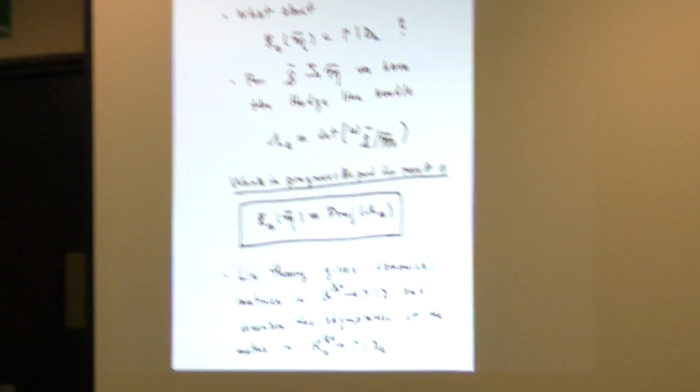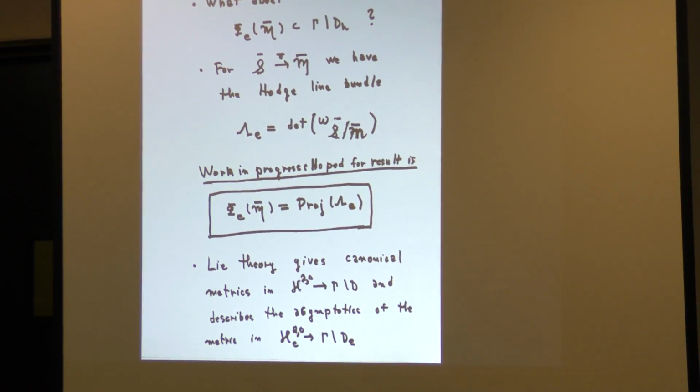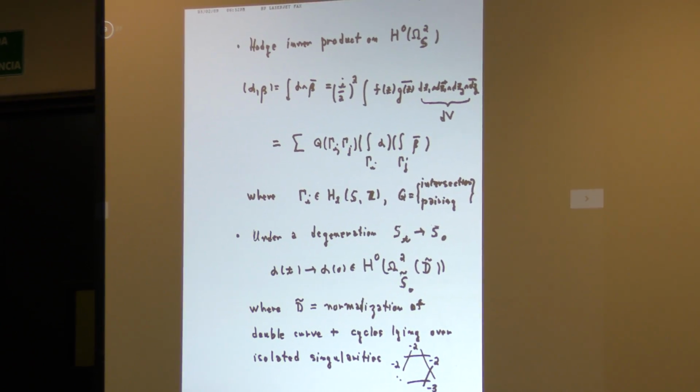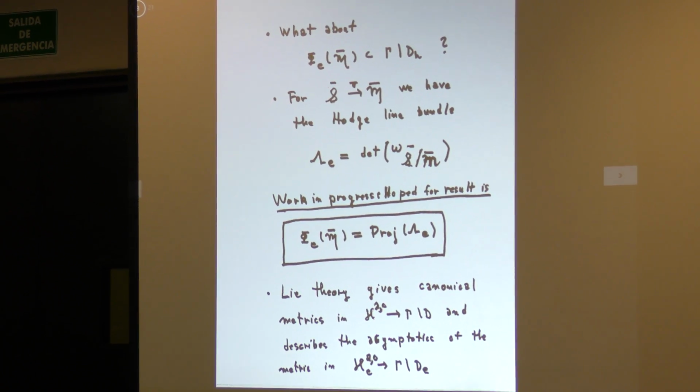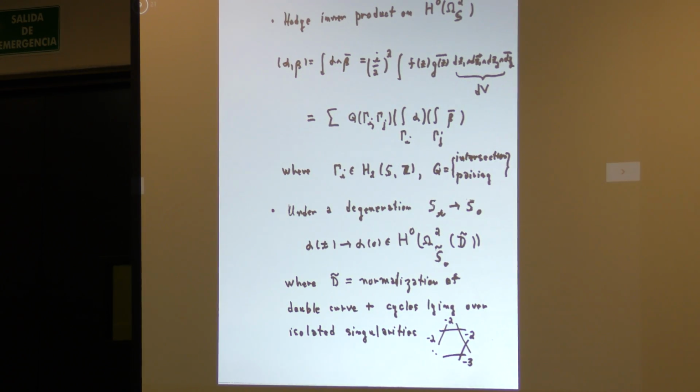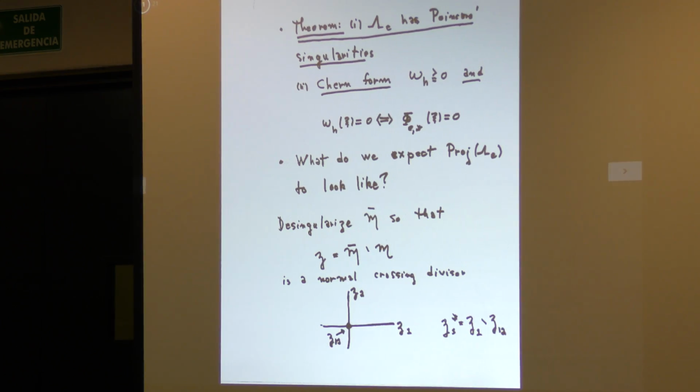I'm not going to get into how this argument goes. Just to back up, the essential point in the argument is that the extended Hodge bundle, this direct image of the relative dualizing sheaf, is positive in the differential geometric sense, provided you allow the metric to have these Poincaré singularities.